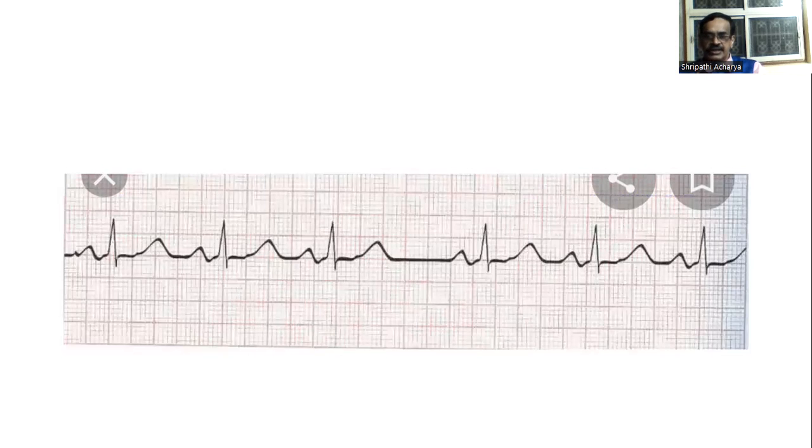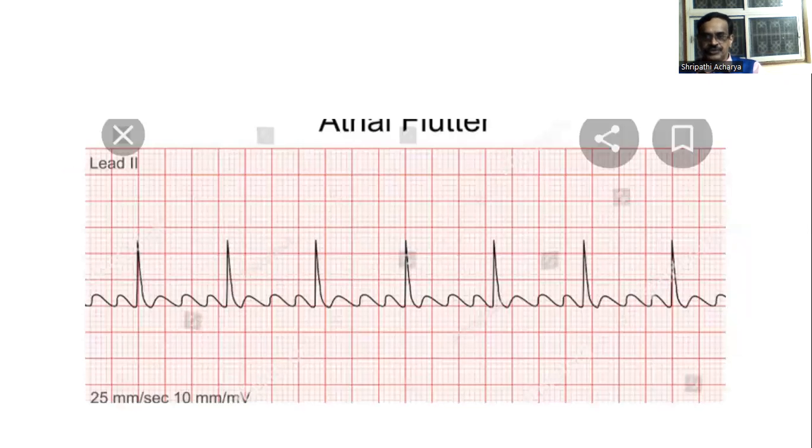There is also sinus arrhythmia. Heart rate varies. During inspiration, heart rate increases. During expiration, heart rate decreases. This is a normal phenomenon. This is a case of atrial flutter.